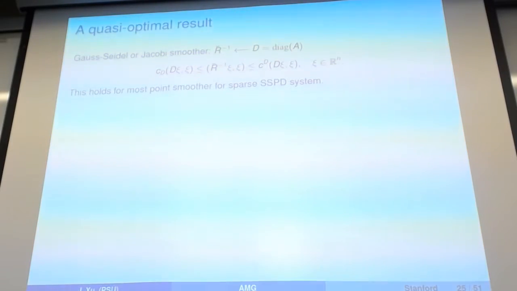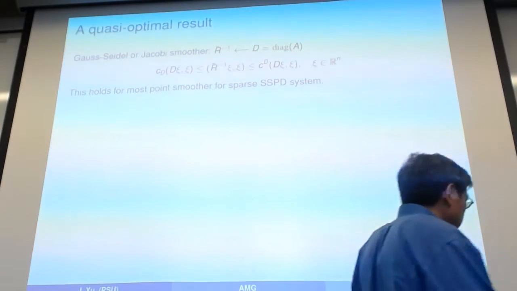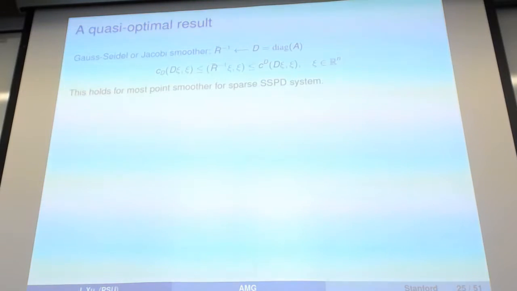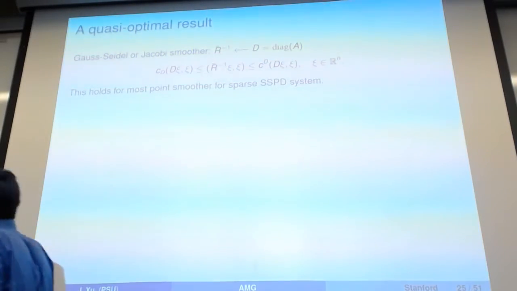First of all, we look at this Gauss-Seidel method, and there's one thing, which is what I call a quasi-optimal one. First of all, I want to take a look at this R bar inverse. R bar inverse is this. So this operator is not so simple.